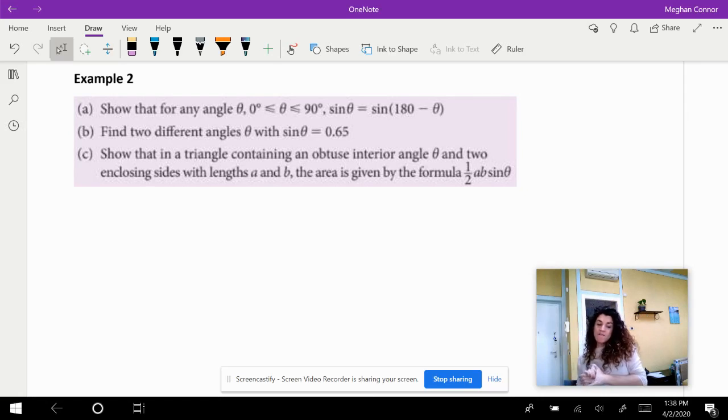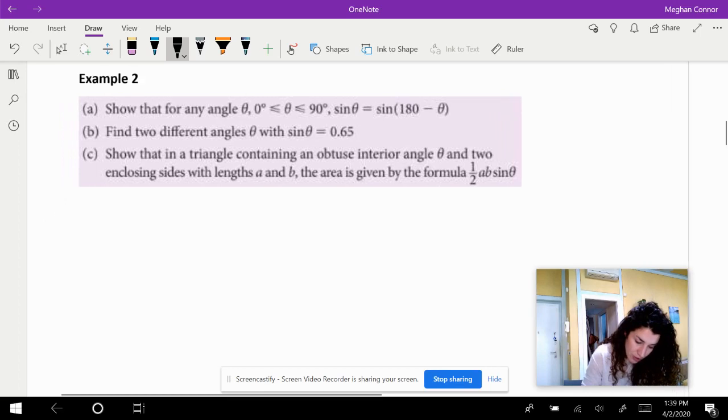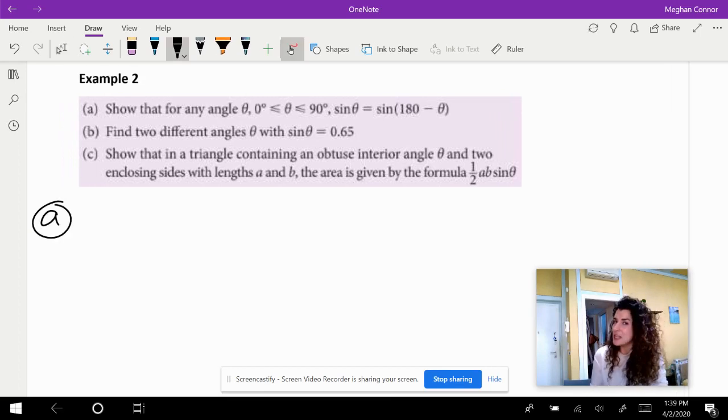For here it says show that for any angle theta, if theta is between 0 and 90 degrees, that sine of that angle is equal to sine of 180 minus that angle. And it says show for any. I don't have to explain, I just have to show, which is nice, but I need to show for any, which means that I can't use numbers. I have to create the situation without any numbers.